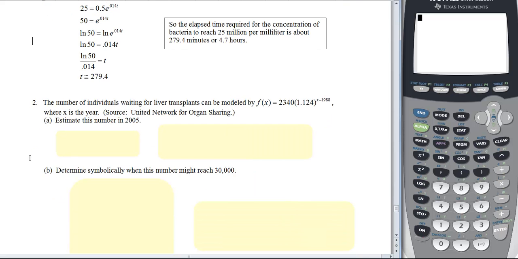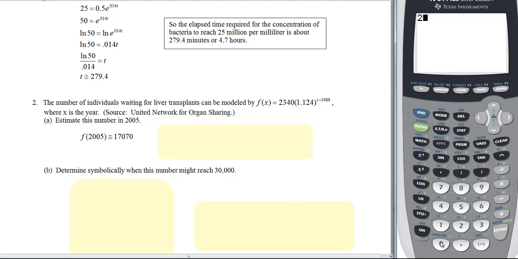Next problem. The number of individuals waiting for liver transplants can be modeled by this function, where X is the year. And the source here is the United Network for Organ Sharing. So they want us to estimate this number in 2005. Well, guys, 2005 is my year, so that's X. So all I need to do is find F of 2005. So store that in your calculator.